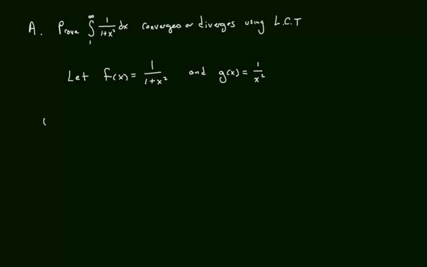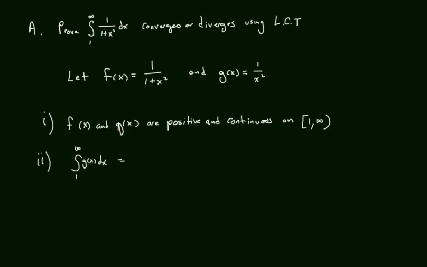Alright, so step 1. f of x and g of x are positive and continuous on the closed interval 1 to infinity. Step 2, the integral from 1 to infinity of g of x dx is equal to, notice how I write it generic first, the integral from 1 to infinity of 1 over x squared dx. And we know that this converges or diverges. Do you know what this does? You should know that it converges.